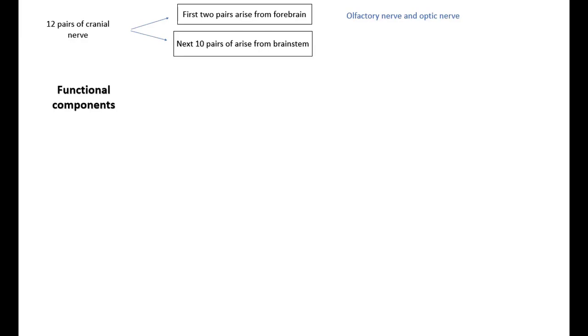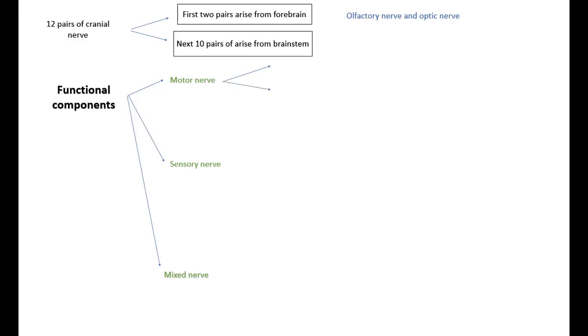The first two pairs arise from the forebrain, in the name of olfactory nerve and optic nerve, and the next 10 pairs of them arise from the brain stem. What are functional components? We have some functional components that are very important, and we have three types of functional components: the motor nerve, the sensory nerve, and the mixed one.